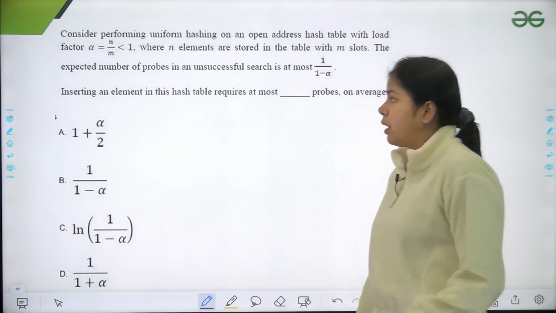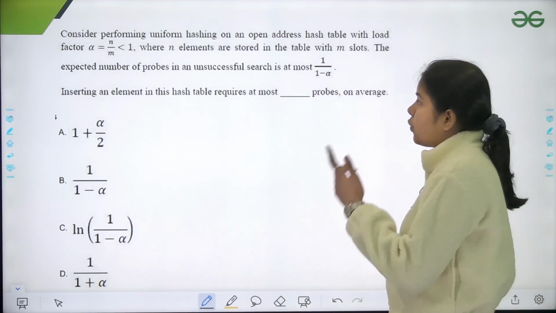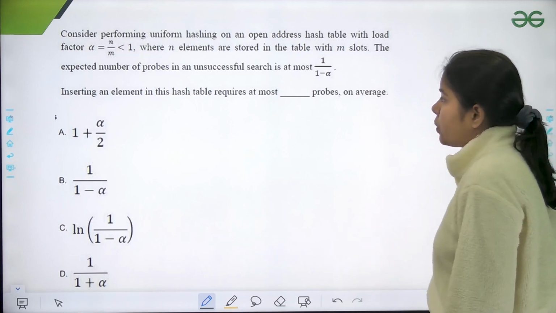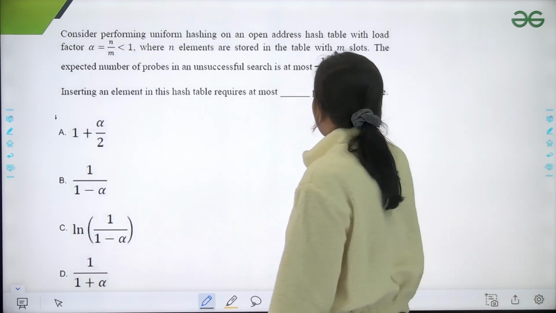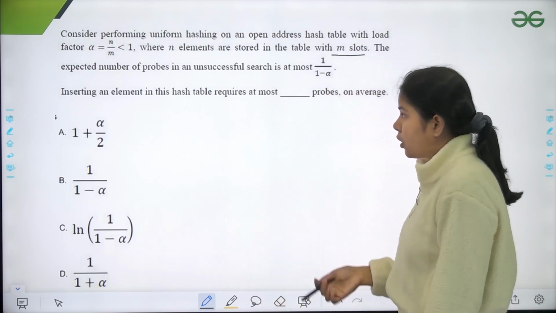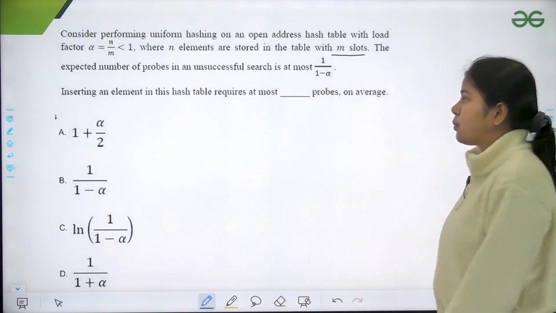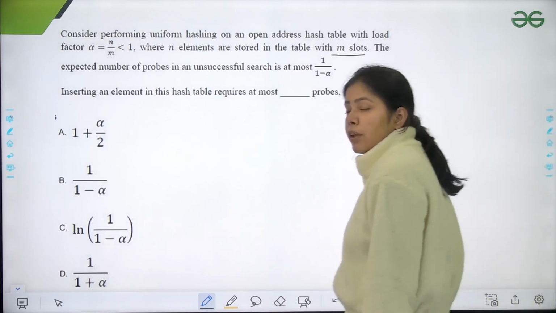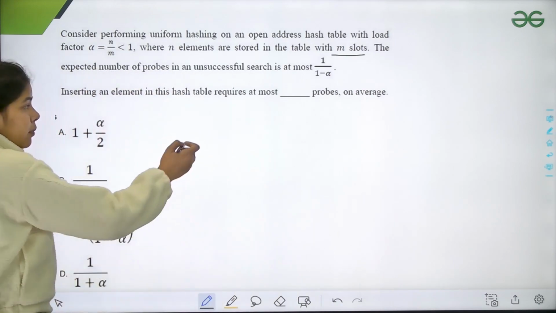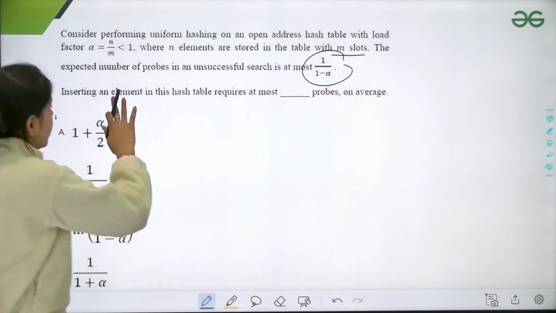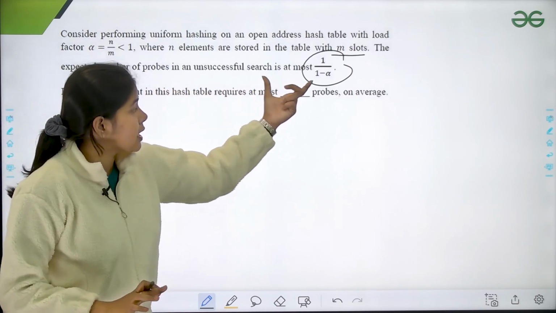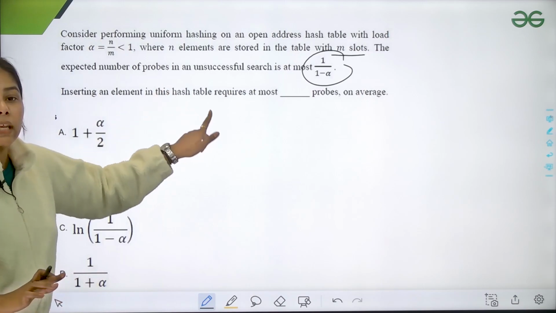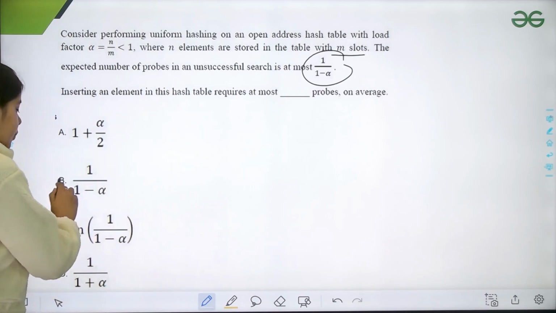Now the next question we have here is: consider performing uniform hashing on an open address hash table with load factor alpha equal to n by m, where n elements are stored in the table with m slots. The expected number of probes in an unsuccessful search is at most 1 upon 1 minus alpha. Inserting an element in the hash table requires at most. So it would be the same, right? The expected number of probes in an unsuccessful search is at most 1 upon 1 minus alpha. So that would be the same for inserting an element in the hash table. So that means 1 upon 1 minus alpha.